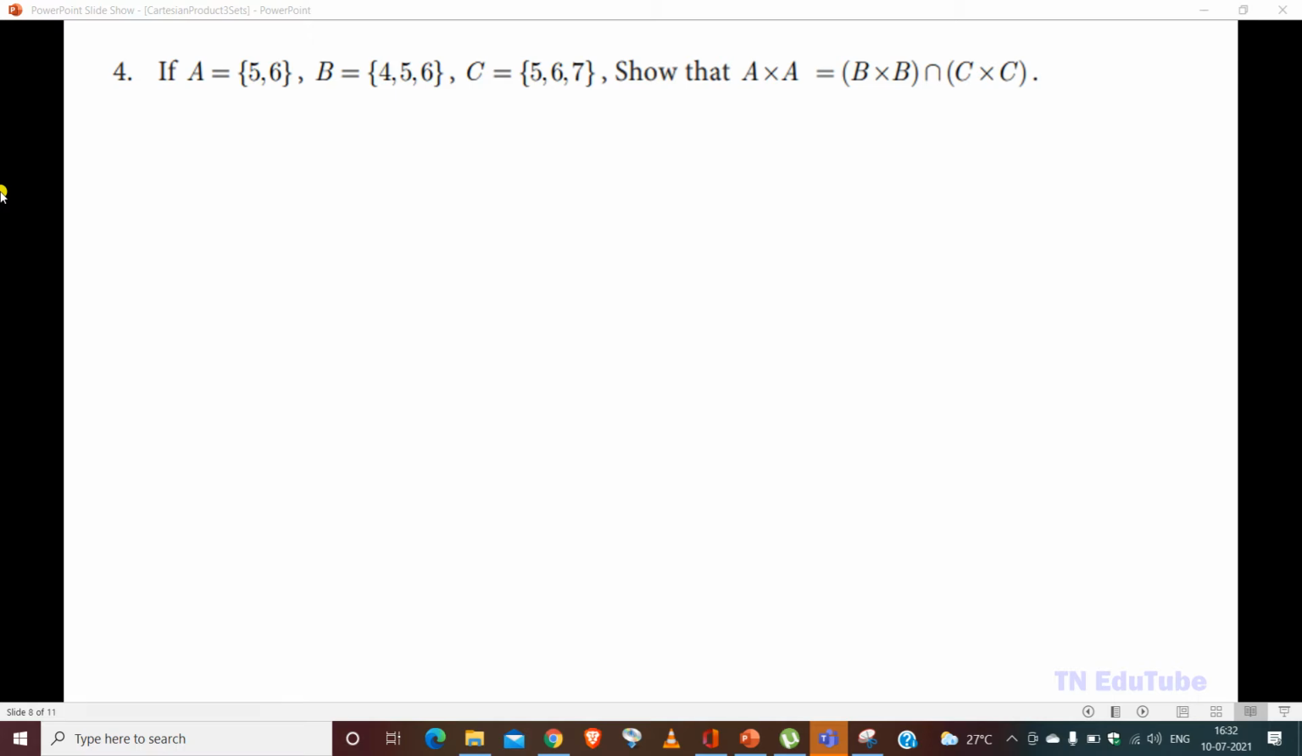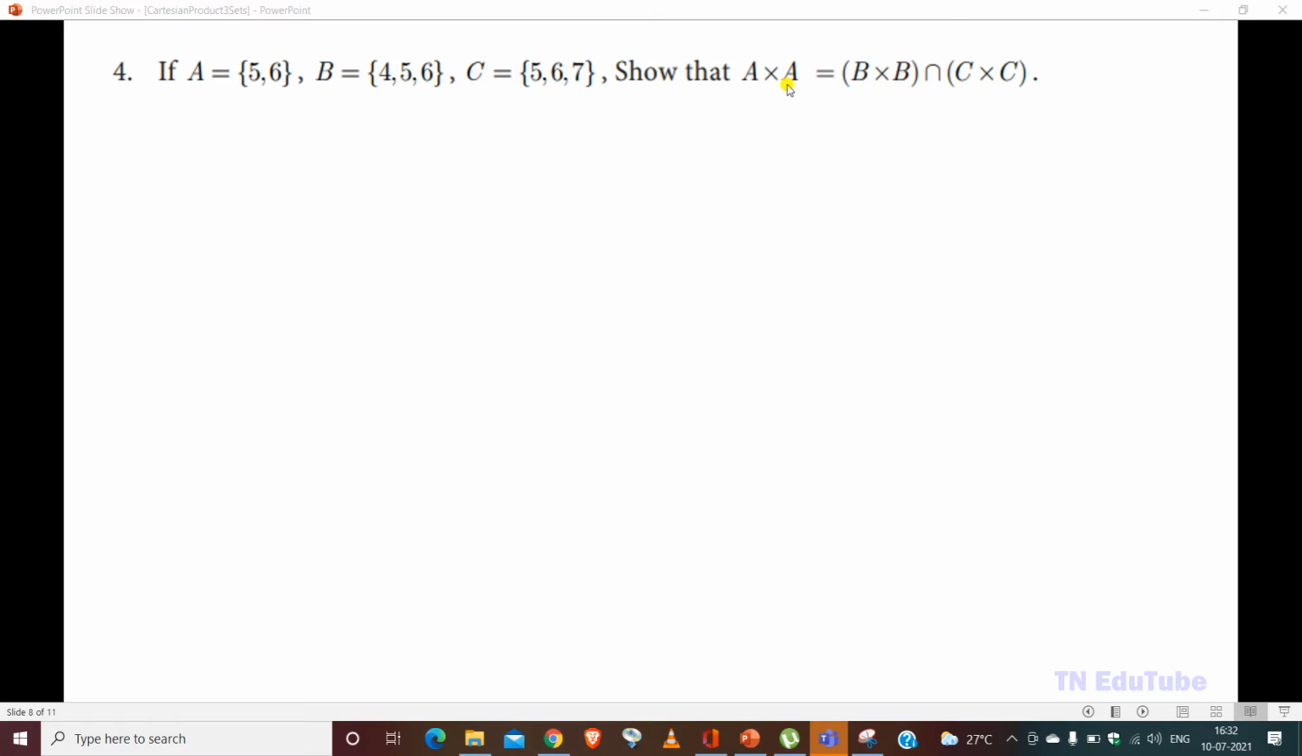Children, have you completed the first three sums of exercise 1.1? Now let us do the fourth sum. The fourth sum is: if A equals {5, 6}, B equals {4, 5, 6}, C equals {5, 6, 7}, show that A cross A equals (B cross B) intersection (C cross C). So for this problem, we have to find out A cross A, B cross B and C cross C.